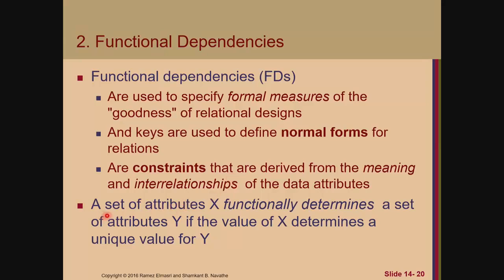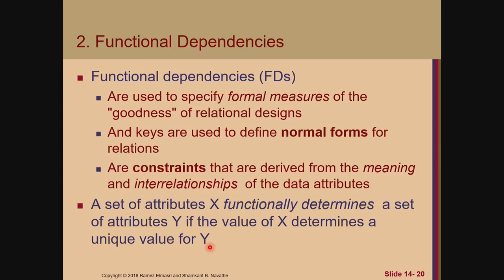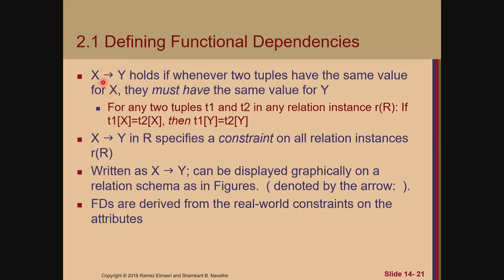The concept is a set of attributes X. X can be one attribute or a set of attributes. X functionally determines a set of attributes Y if the value of X determines a unique value for Y. Okay, this is the concept of functional dependencies. And the notation here is X arrow Y: X determines Y. X might be a set of attributes and Y also a set of attributes.